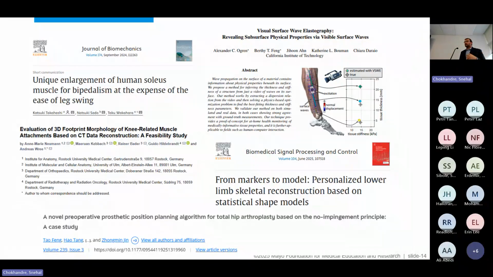But we've also gotten some that I never saw coming, right? So this one right here is one from Caltech like 2 weeks ago. Visual surface wave elastography, revealing subsurface physical properties via visible surface waves. And this group is actively trying to go for, they have similar work where they've got preliminary patents in case, right? So they're actively going for this, right? They're full speed ahead.